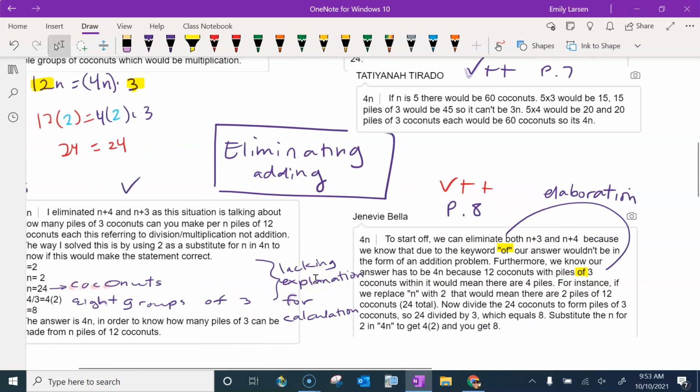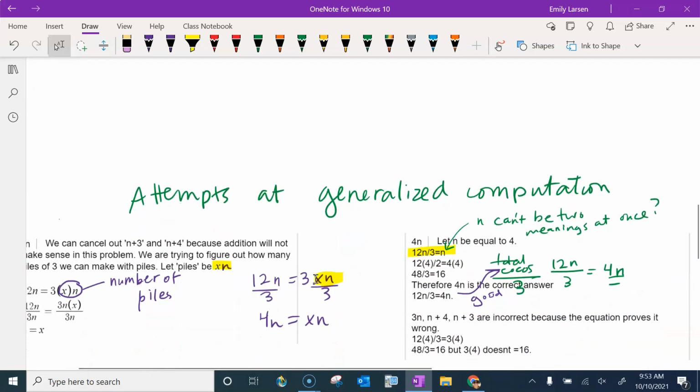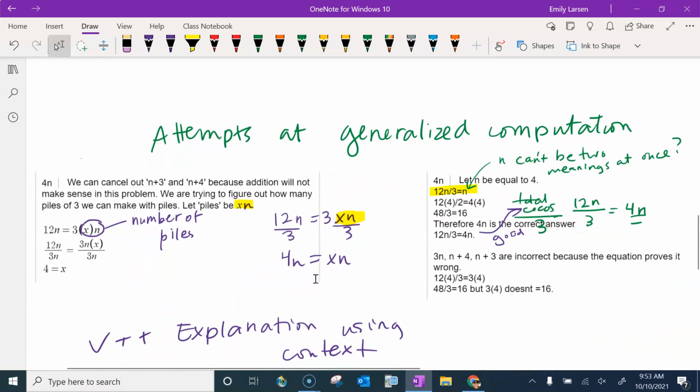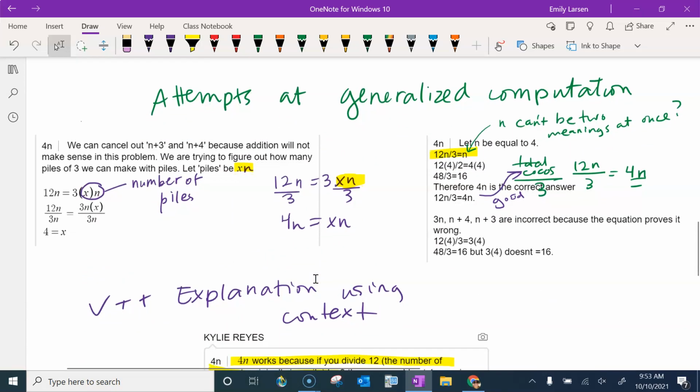Okay, this one here attempts to generalize the computation, so they use the variables, which is great. Just make sure that the units are also included in your explanation. So there's that 12n, that's the total amount of coconuts when you have 12 coconuts in each. Here is the total again with 3 coconuts each. But then if you have that x, and this is the number of piles, xn. And when they solve for 4, they're solving for x.